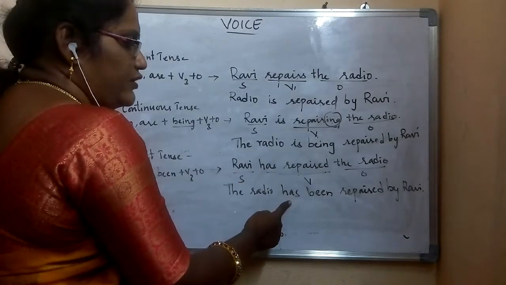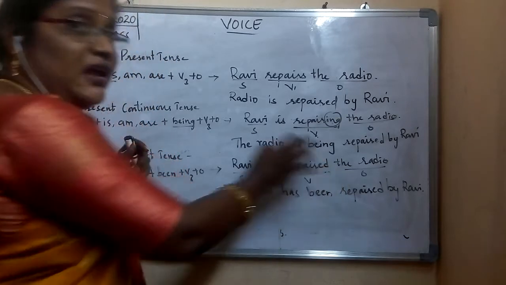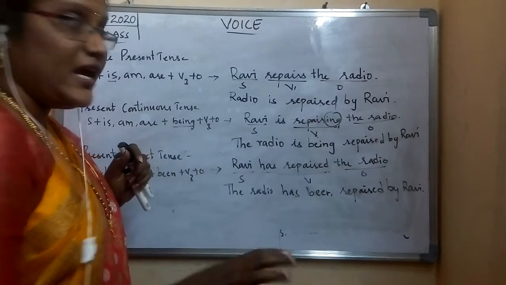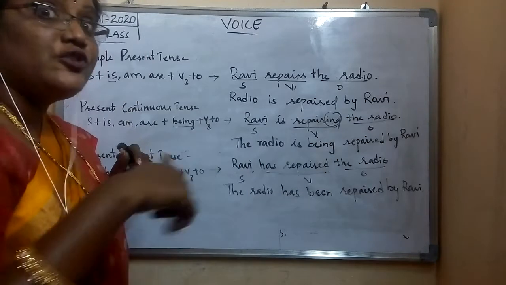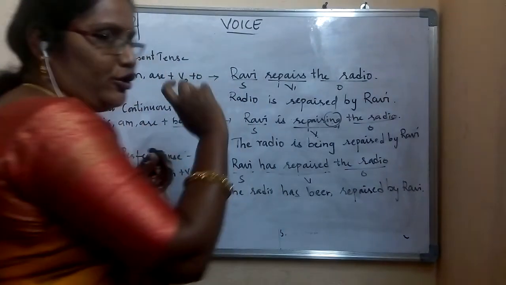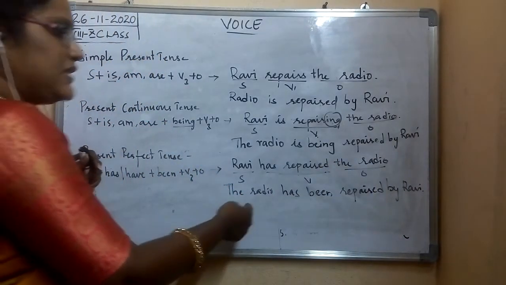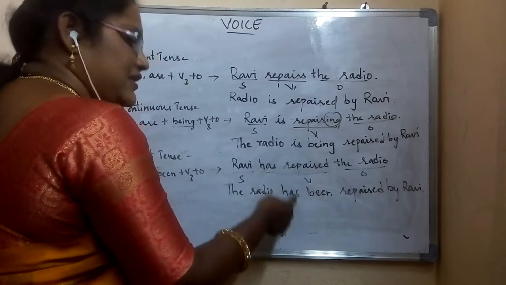Has, as it is, you have used. What is the extra word you have to use? Already the sentence is in present perfect only, okay, but it is in active voice. You have to change into what? Passive voice. So Ravi has repaired the radio. So now radio is object. Object you have to bring first in subject place. The radio has, as it is.